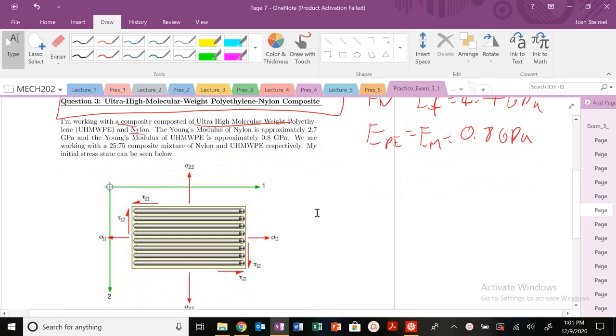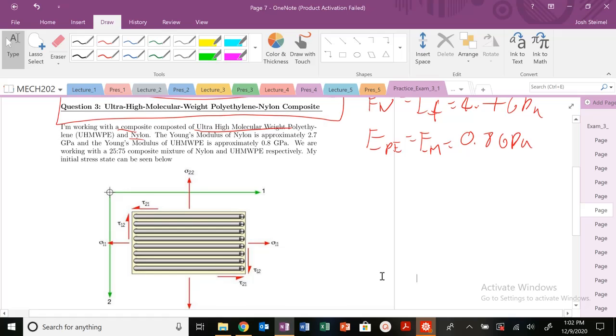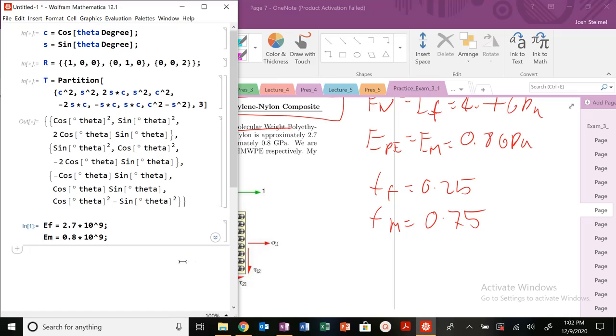And we could actually start to write some of these values down. So E of our fiber is equal to 2.7 times 10 to the 9th. E of our matrix is equal to 0.8 times 10 to the 9th. I'm working with a 25-75 composite mixture, so I know that the fraction of my fiber is going to be 0.25, because it's typically the smaller value, and the matrix is 0.75. So fraction of the fiber is 0.25, fraction of the matrix equals 0.75, and then I can start to calculate some important parameters.